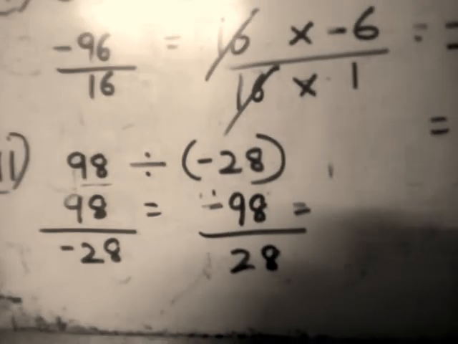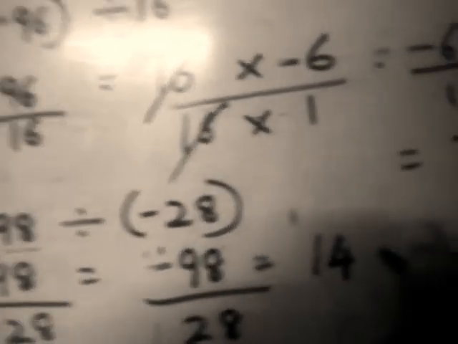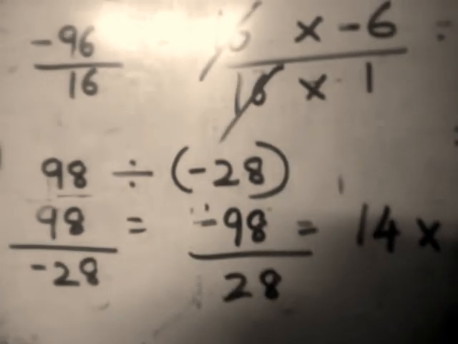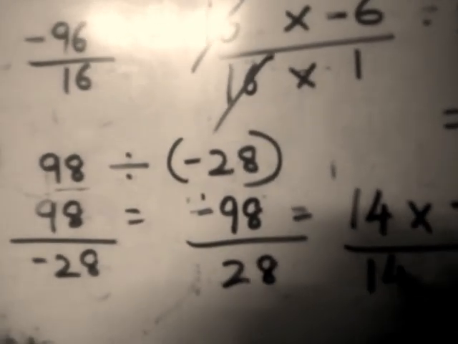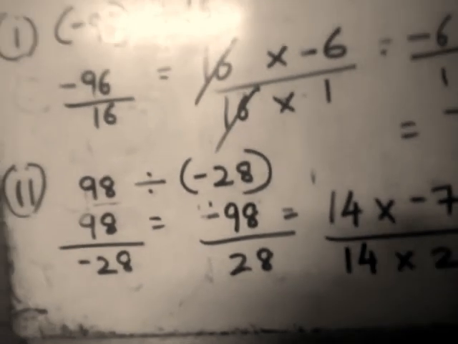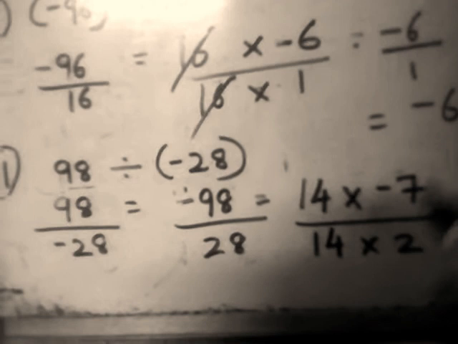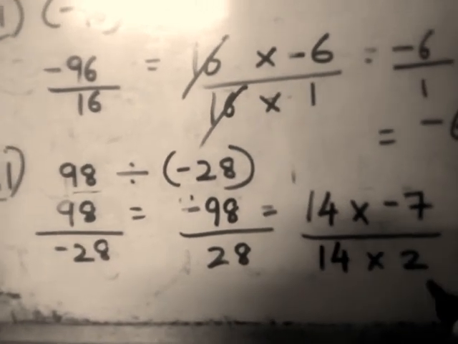Now both numbers are divisible by 14. 14 into minus 7. 14 twos are 28, 14 sevens are 98. If you write the 14 table, you will get the answer. Both numerator and denominator are divisible by 14.